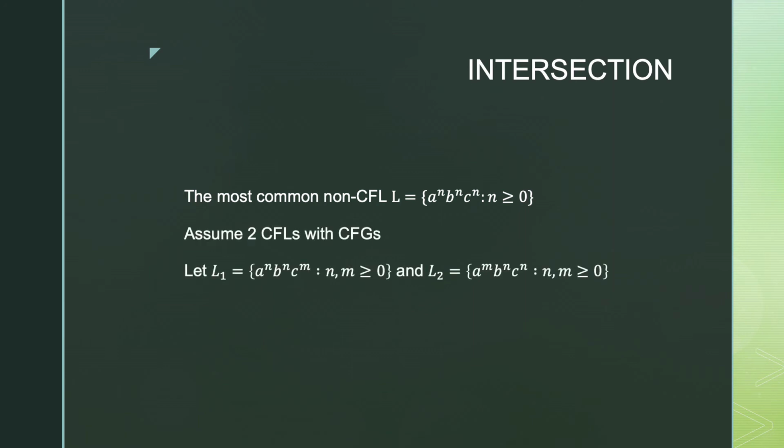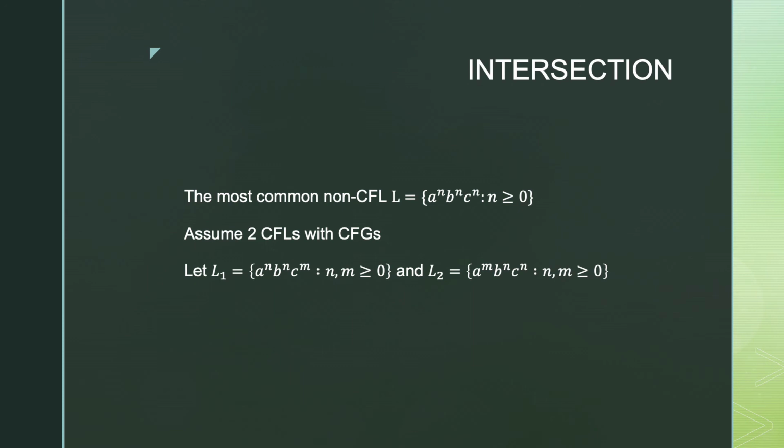Now for intersection, the most common non-CFL we are taking as an example is L equals a to the power n, b to the power n, c to the power n, where n is greater than or equals to 0. Assume two CFLs with CFGs and let L1 equals a to the power n, b to the power n, c to the power m. Just with a slight deviation, we take L2 equals a to the power m, b to the power n, c to the power n.